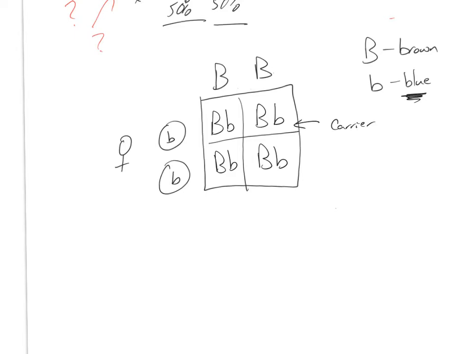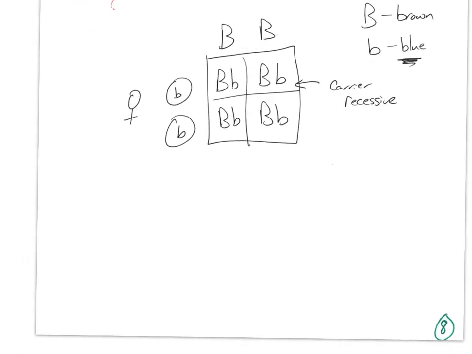We call this being a carrier. They have the recessive gene. That's what recessive means. You got the gene for blue eyes, but you don't see it because you have brown eyes taking over. Do we understand that so far?